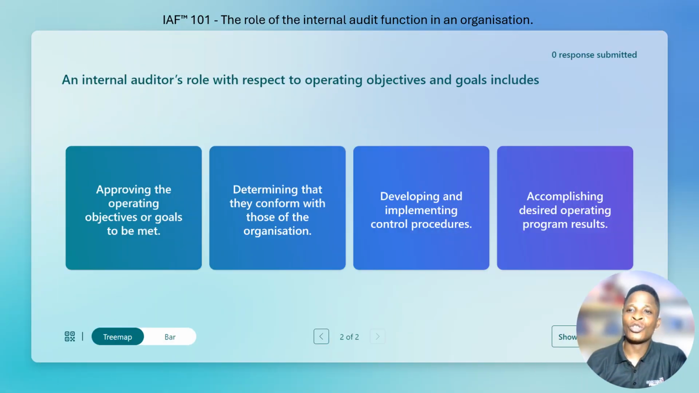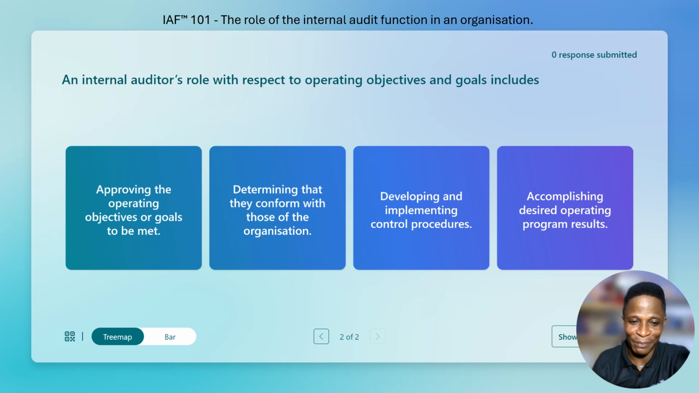Now, let us use the questions to understand the role of internal auditing in an organization. This question says, the proper organizational role of internal auditing is to: A. Approving the operating objectives or goals to be met, B. Determining that they conform with those of the organization, C. Developing and implementing control procedures, and D. Accomplishing desired operating program results. In my opinion, I think D. No, not D. I'm sorry, it can't be D. In my opinion, it's B.